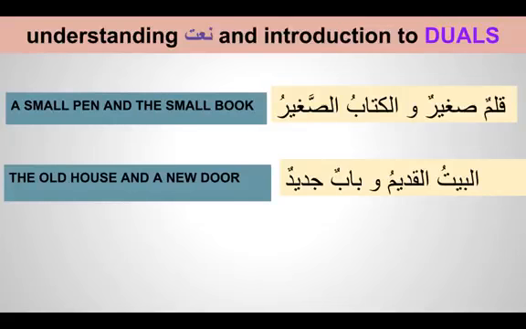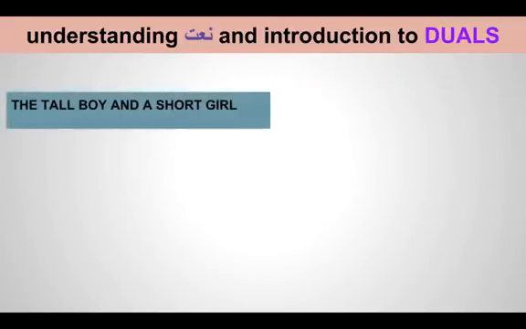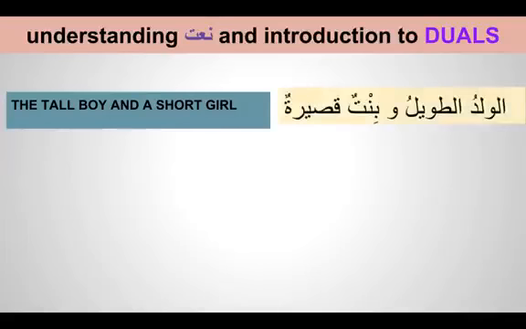So let's do some more examples now. The tall boy and a short girl. So the boy will be al-waladu, and the tall, then we have to bring a na'at. So at-tawilu, because it's a definite, so we'll say al-waladu at-tawilu, because it's huruf shams. Wa, and a short girl is indefinite, so we'll say bintun qasiratun. So why do we have ta marbuta here? Because bintun is muannath, so we have a muannath na'at, qasiratun. So this is how it matches.